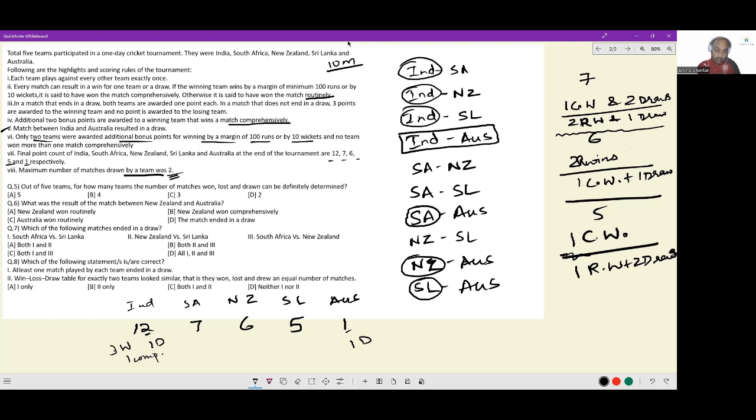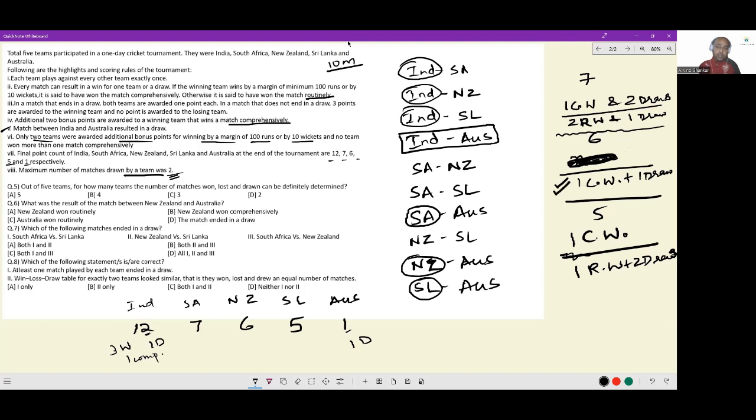So if New Zealand ends up with only 2 routine wins, then the problem would be that Sri Lanka and South Africa, whichever team ends up with 2 draws, they will not have an opponent available to have a draw with, which would mean New Zealand cannot have 2 routine wins.